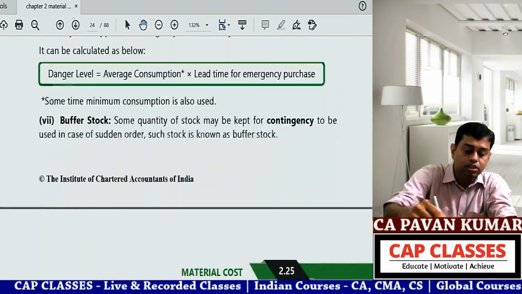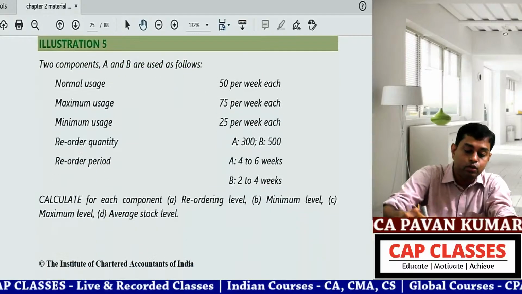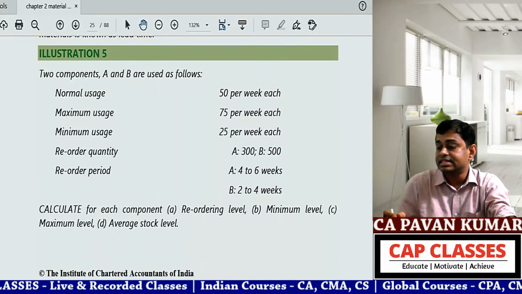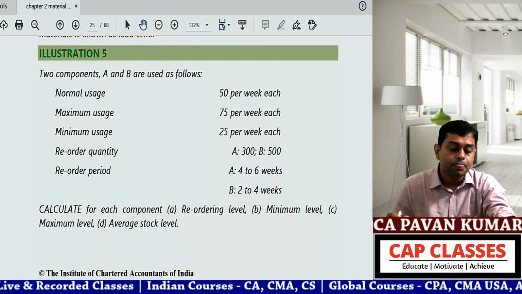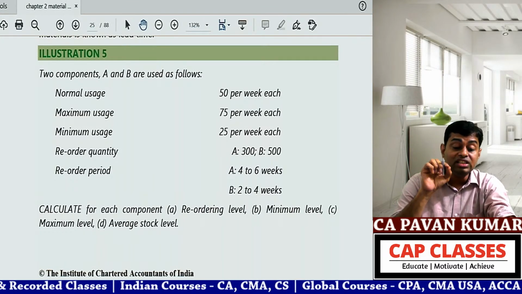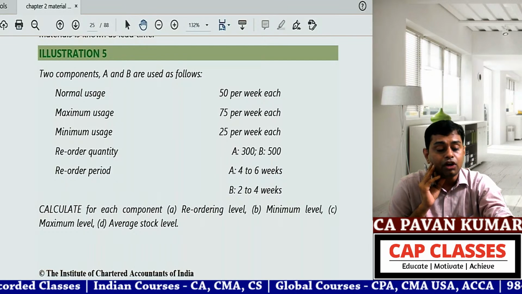This problem is over. Then shall we do inventory level problems? Yes, sir. Put the heading problem number 5. Problem number 5. Two components A and B are used as follows.